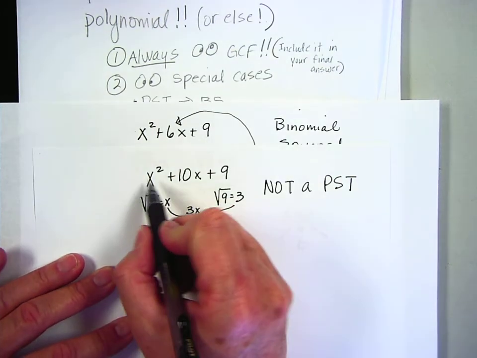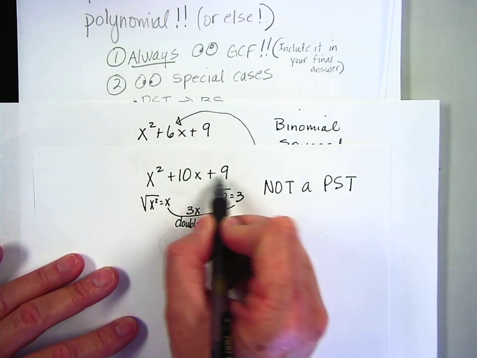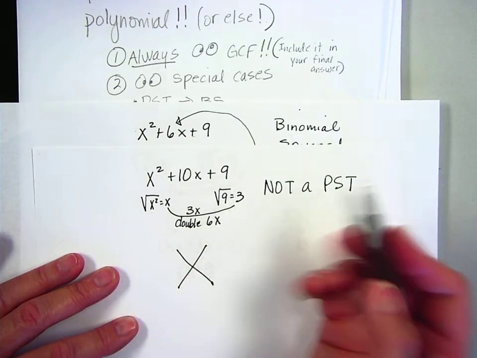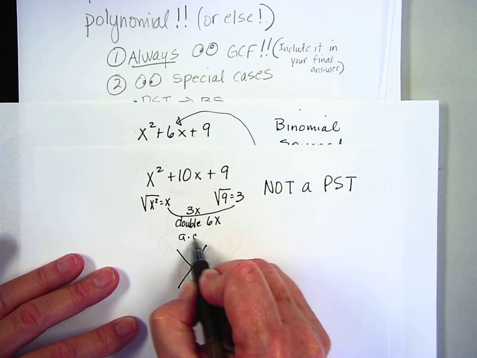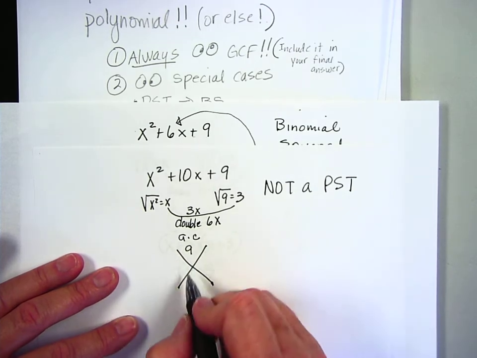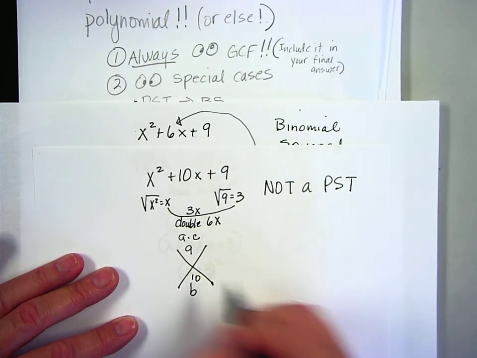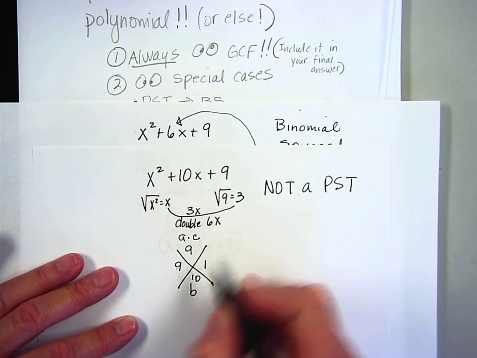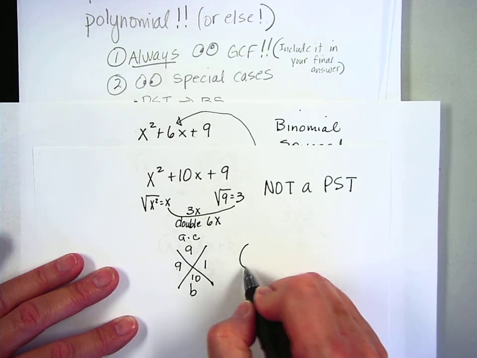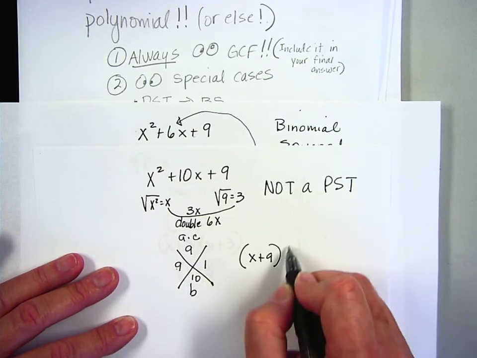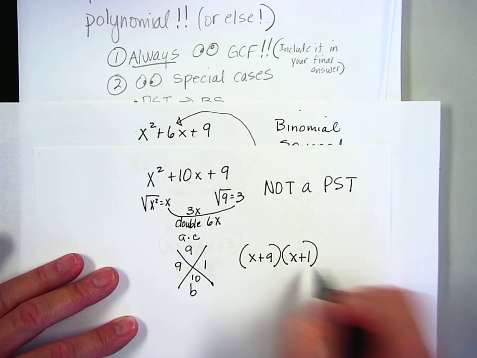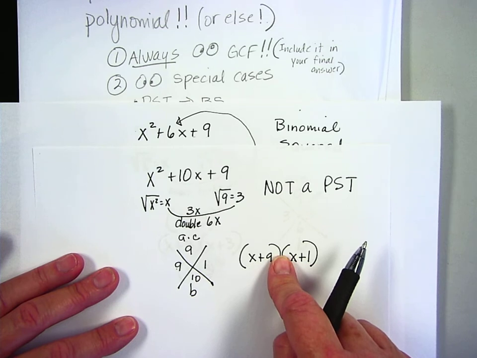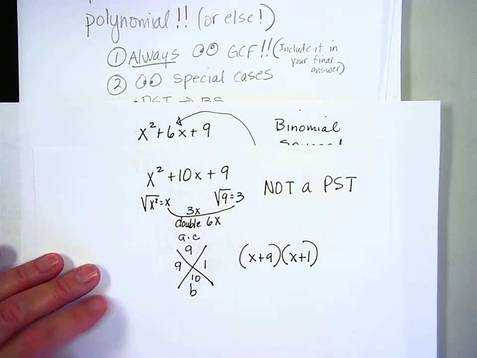So it has a leading coefficient of 1. It doesn't have a GCF, so I'm going to factor it. Oh, and it's not the difference of two squares, so I'm going to factor it using X-man. A times C is 9 and B is 10. Well, I think 9 times 1 is 9 and 9 plus 1 is 10. So the way I would factor that would be x plus 9 times x plus 1. Not a PST, but I could still factor it. Maybe I can, maybe I can't, but you've got to try.